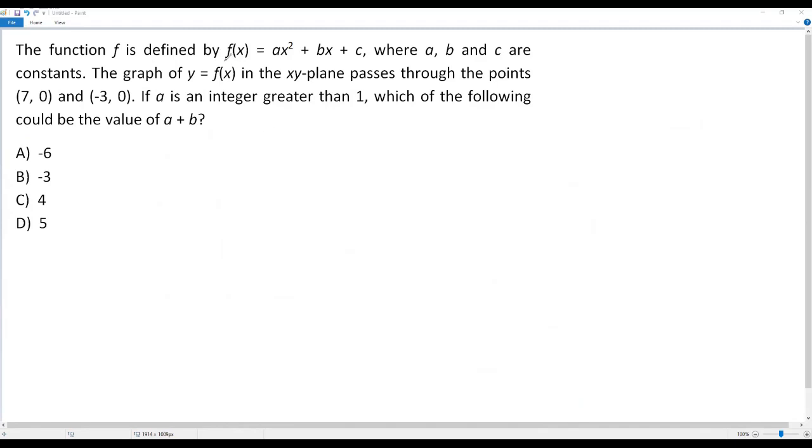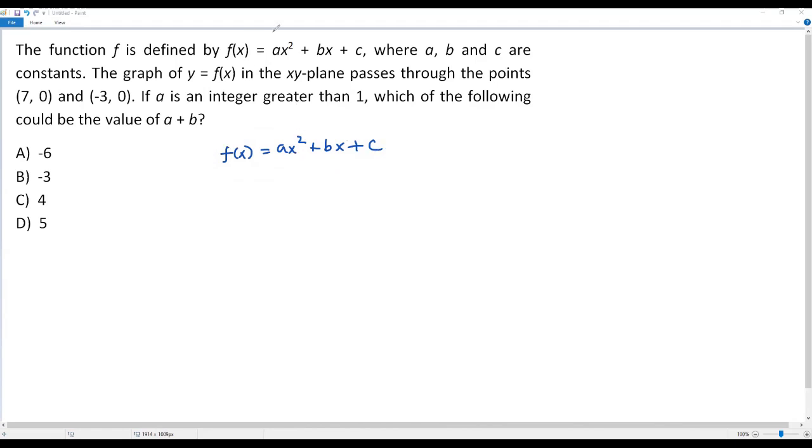Okay, let me take the given function as it is. That is f of x equals ax squared plus bx plus c. Actually, it is a quadratic function. Its graph will be a vertical parabola. Since the leading coefficient a is an integer greater than 1, that is a positive value, we'll be getting a vertical parabola for this function which opens up.